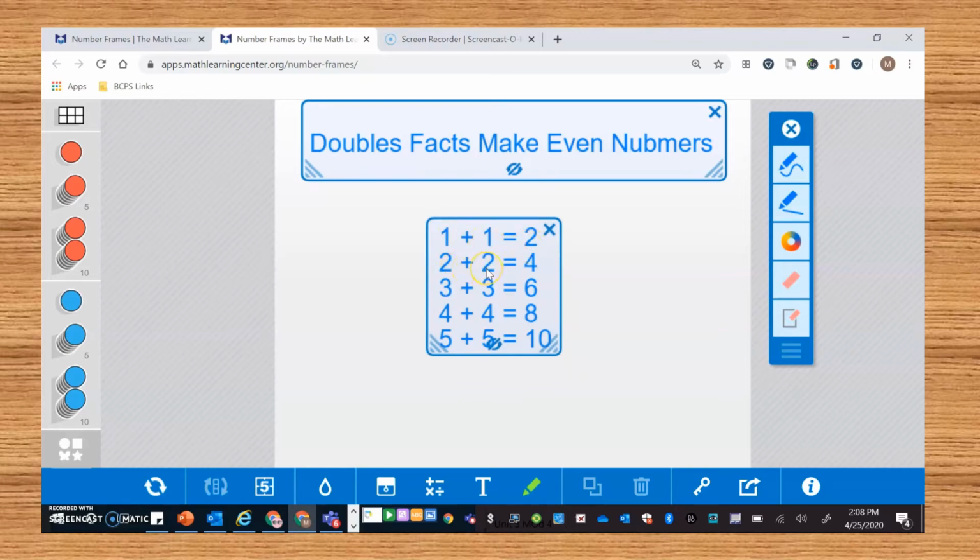2 plus 2 is a doubles fact that makes 4. 3 plus 3 is a doubles fact that makes 6. 4 plus 4 is a doubles fact that makes 8. And 5 plus 5 is a doubles fact that makes 10.